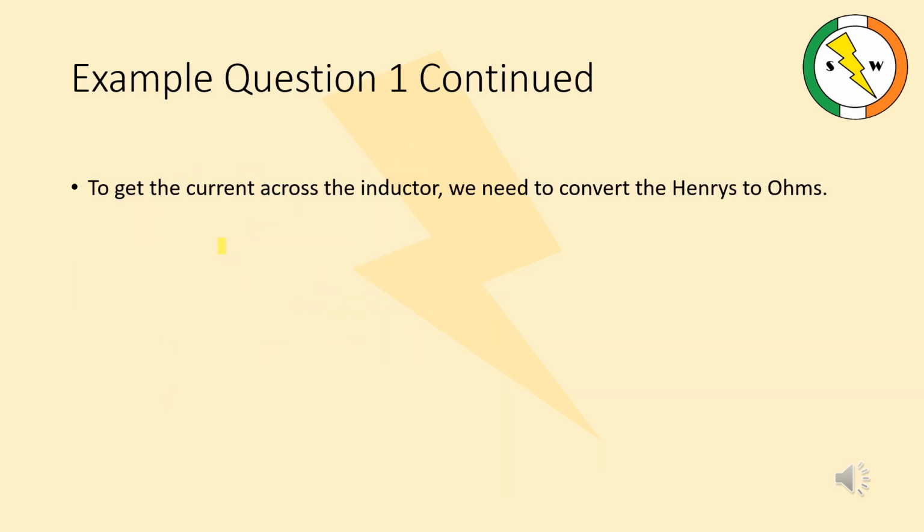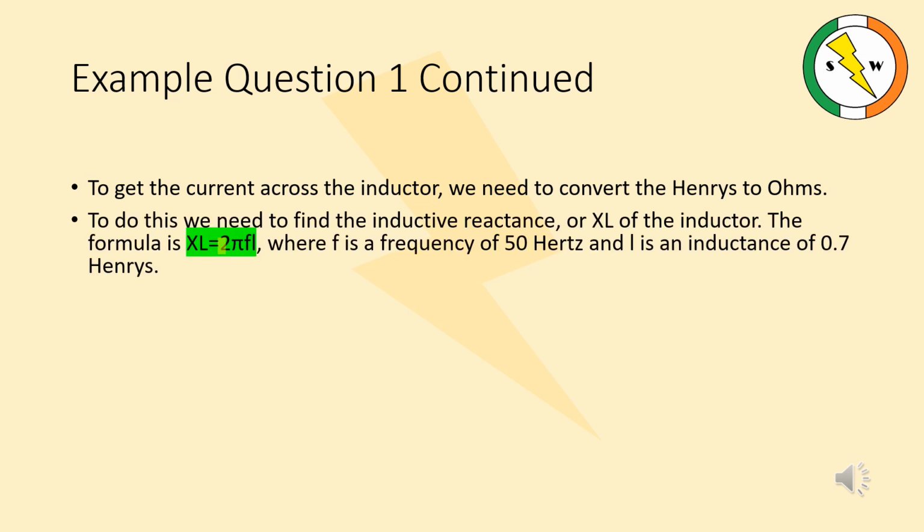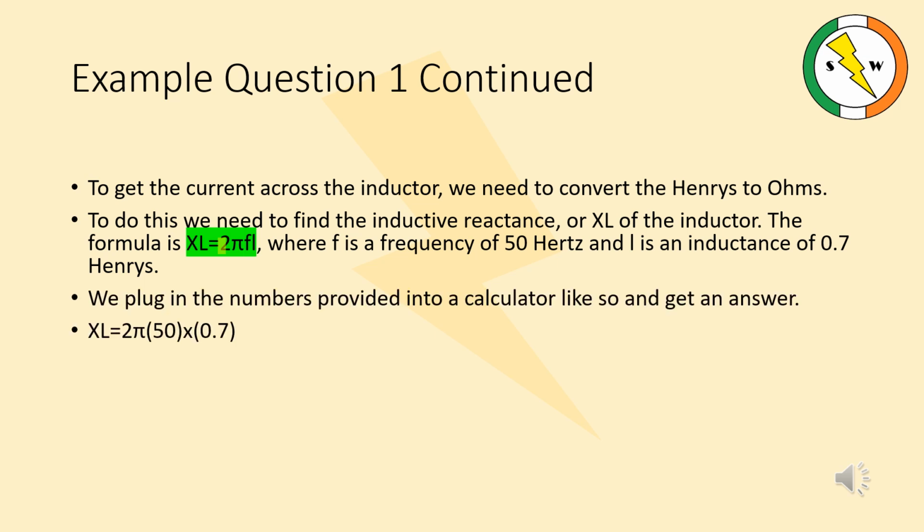In order to get the current across the inductor, we need to convert the henries to ohms. To do this, we need to find the inductive reactance, or XL, of the inductor. The formula is as follows. XL equals 2 pi FL, where F is a frequency of 50 Hz and L has an inductance of 0.7 henries. We plug in the numbers provided and get an answer.